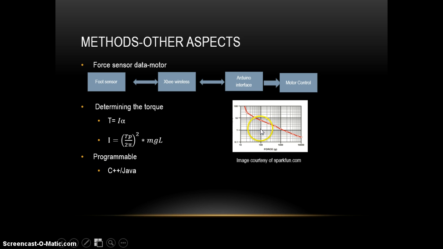Now this graph here on the right shows the ratio between the amount of force applied and the resistance gained in the force sensor. So the force sensor doesn't actually measure force; it measures resistance, and the more force you apply, the more resistive it gets. So this graph will basically give you a marking to make your torque calculations afterwards.